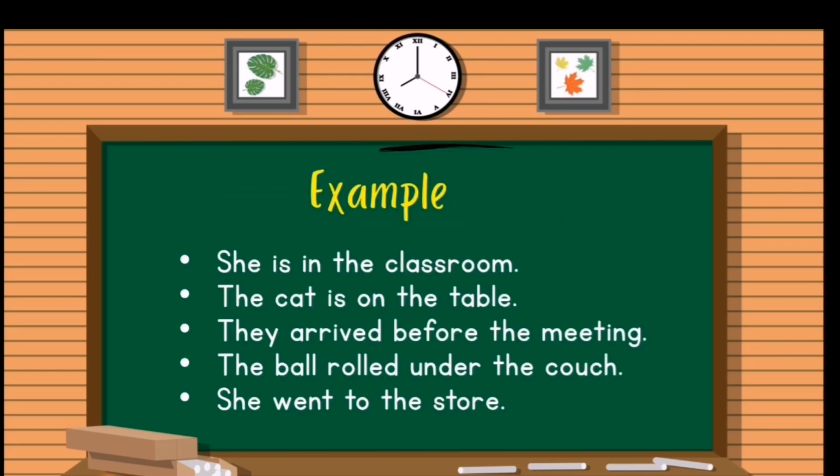Examples. The first one is, she is in the classroom. The preposition used is in. The cat is on the table. The preposition is on. Number 3, they arrived before the meeting. The preposition is before. Next, the ball rolled under the couch. The preposition is under. And lastly, she went to the store. And the preposition is to.